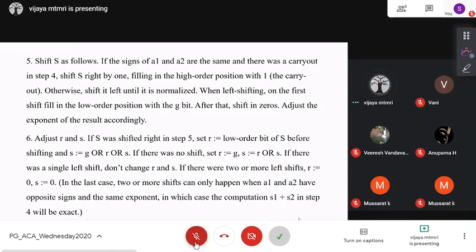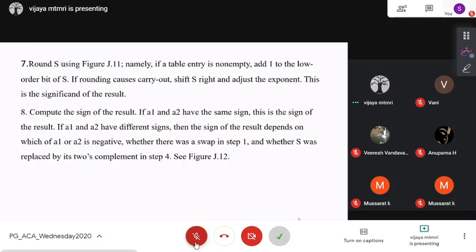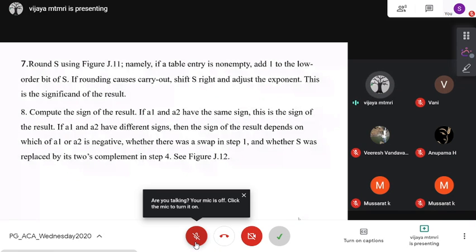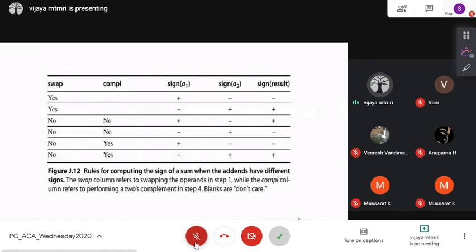Seventh step, the round S figure, namely the table entry non-empty, add the 1 to the low order bit of the S. Eighth step is compute the sign of the result A1 and A2 and same sign. We'll see one problem here. These are some of the refers to the swapping of the operand in step 1.